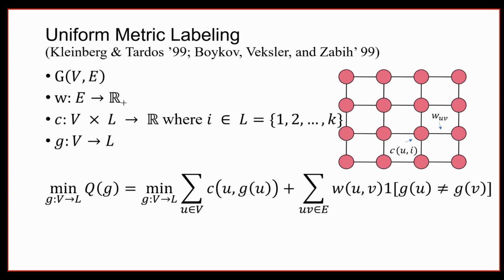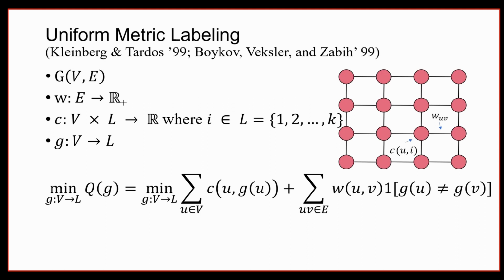And then the second term is just a cut function. You're looking at all the edges and checking if each is cut or not. If both the vertices of the edge are assigned the same label, then it's not a cut edge, whereas if they are assigned different labels, it's cut. So you're just looking at the cut function.